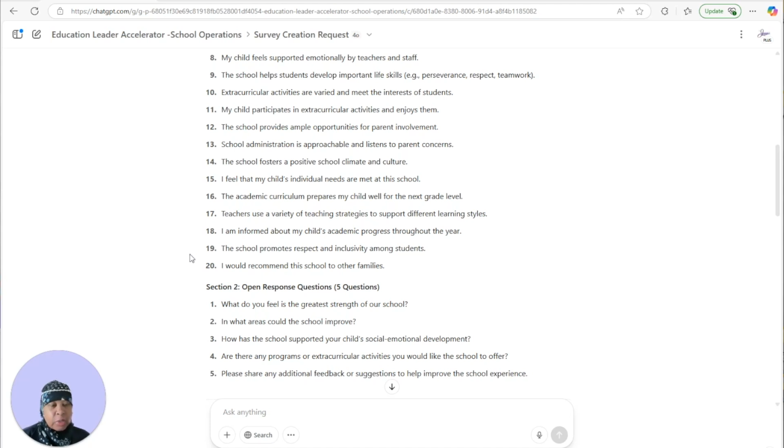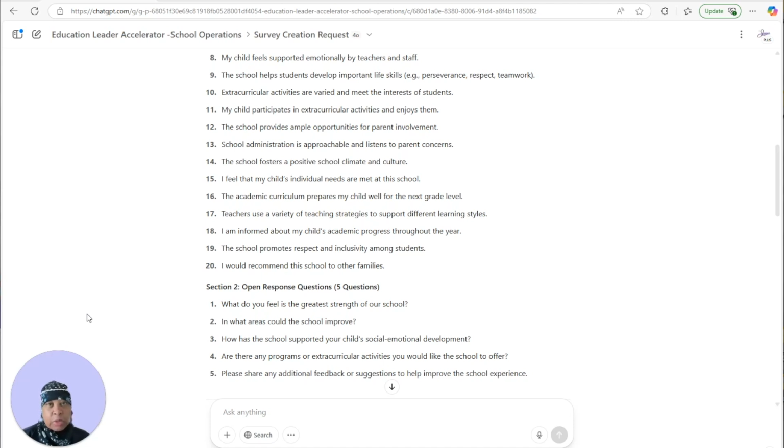And the open-ended questions, which are 5. What do you feel is the greatest strength of the school? In what areas could the school improve? And how has the school supported your child's social emotional development? Are there any programs or extracurricular activities you would like the school to offer? And please share any additional feedback or suggestions to help improve the school experience. And so I think these questions are okay.